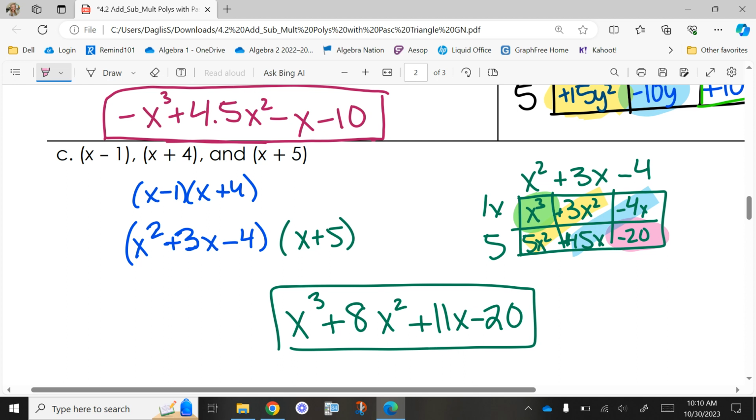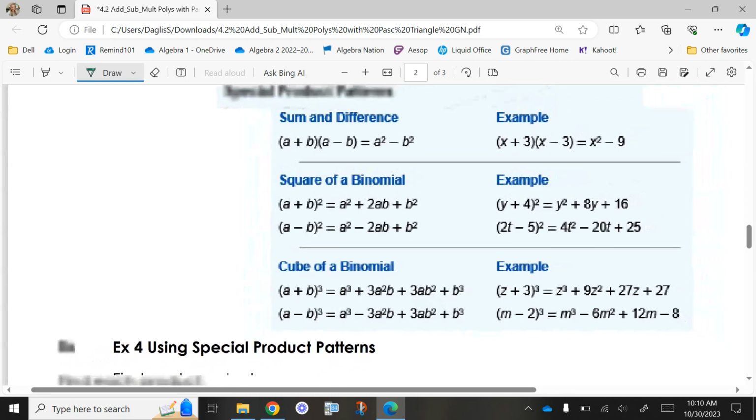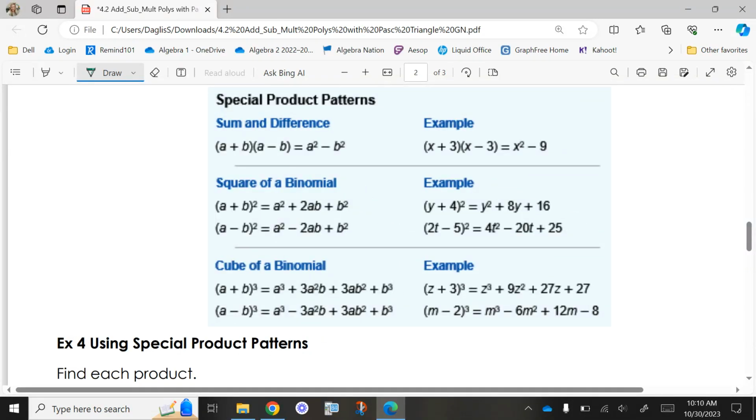When it comes to multiplying, there are some tips, tricks, and shortcuts that happen along the way, and hopefully you will be able to recognize them. I'm going to remind you what they are, so you will recognize them when we see them in the future. You've done these before. There is the sum and difference. If you're multiplying by a positive and negative of the exact same thing, it becomes a squared minus b squared. So for example, x plus 3 times x minus 3 gives me just x squared minus 9. That's the difference of squares backwards.